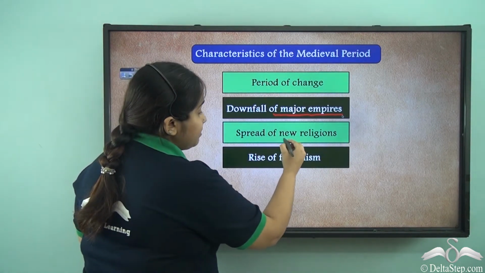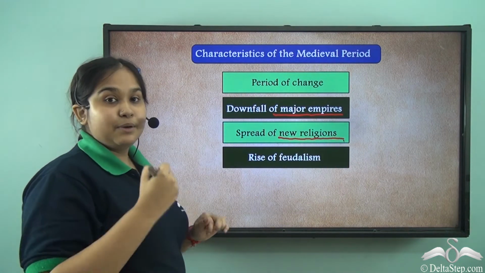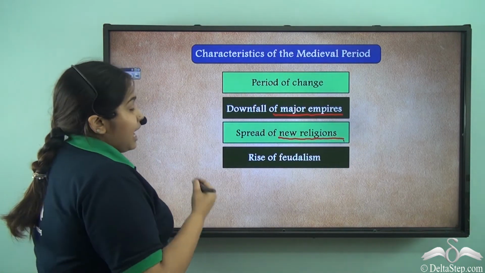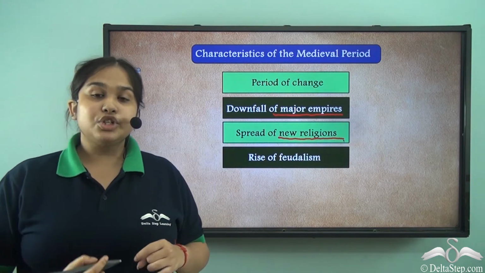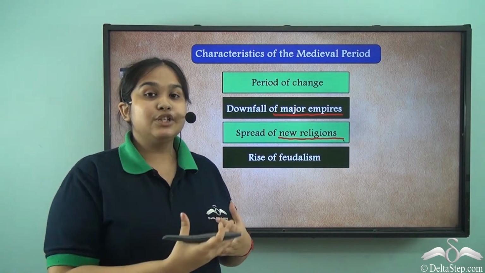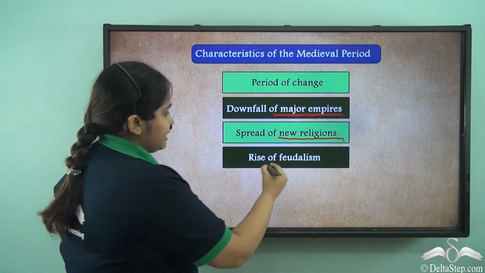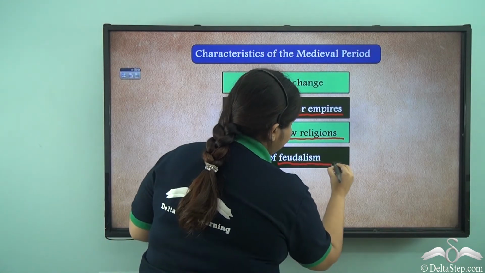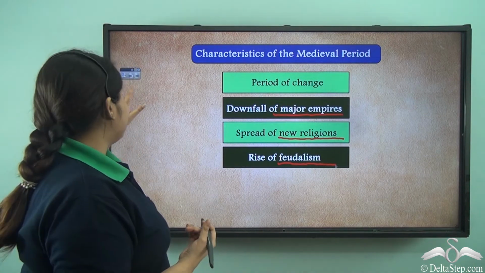Whereas it was also the period where new religions took birth and there was a rapid rise in them. This period also became the period in which the powers shifted to the hands of feudal lords. So there were various feudatories that arose and they took the power into their hands.